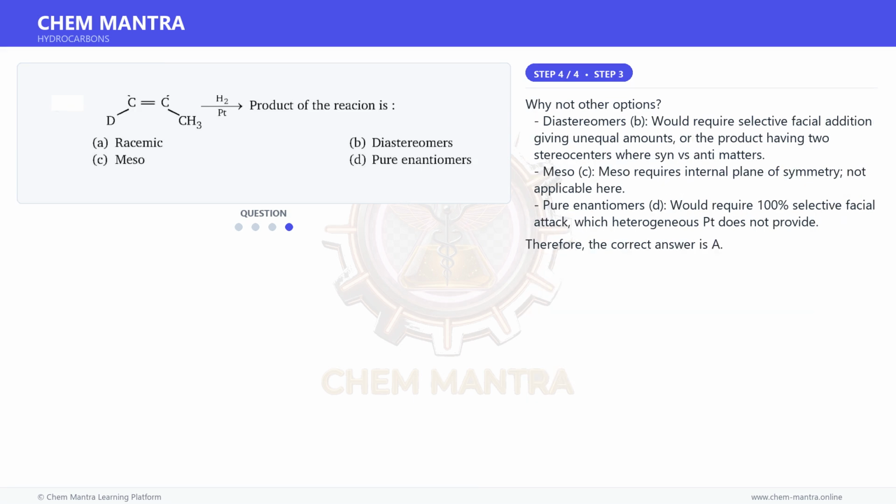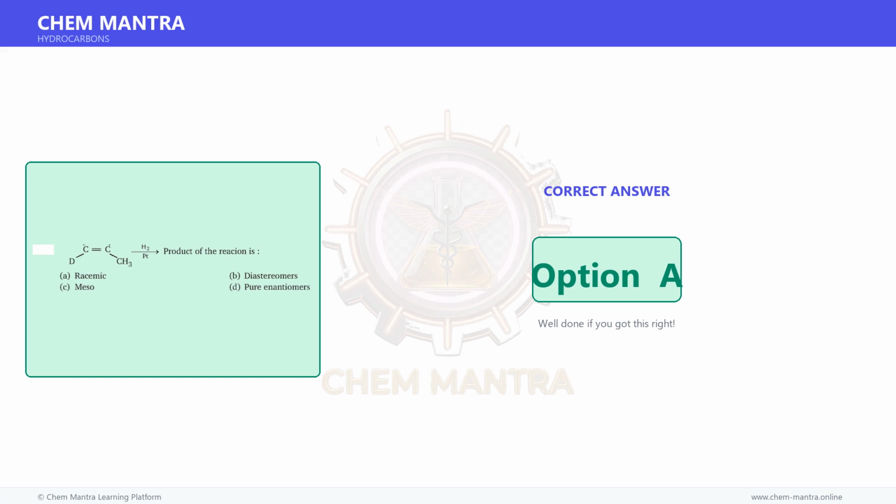And for the final step, why not the other options? Diastereomers, B, would require selective facial addition giving unequal amounts, or the product having 2 stereocenters where syn versus anti matters. Meso, C, requires an internal plane of symmetry, not applicable here. Pure enantiomers, D, would require 100% selective facial attack, which heterogeneous Pt does not provide. Therefore, the correct answer is option A.